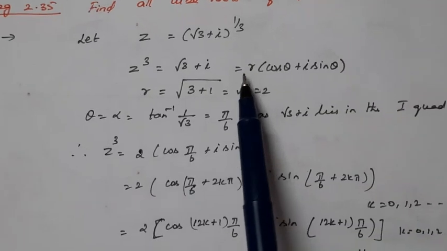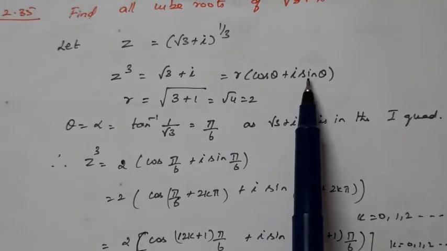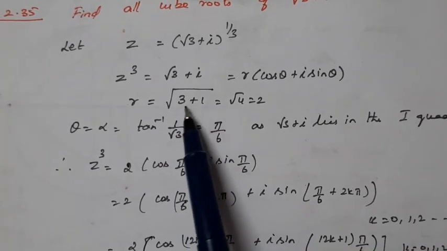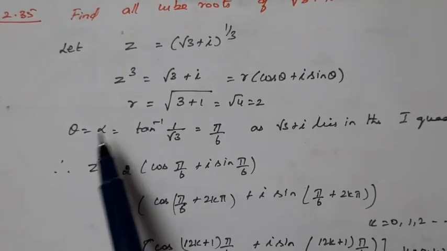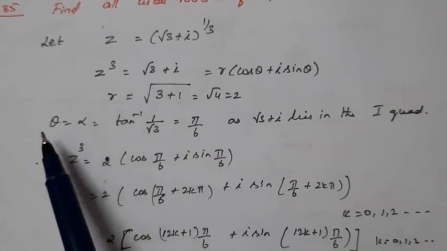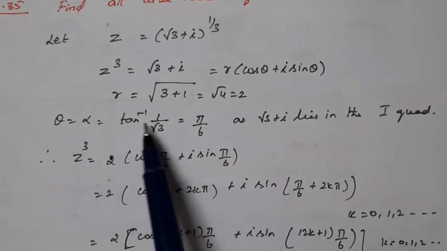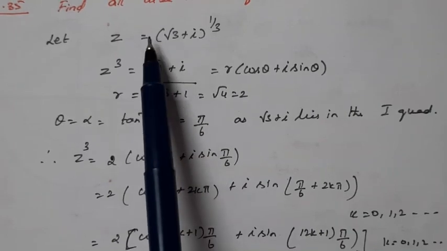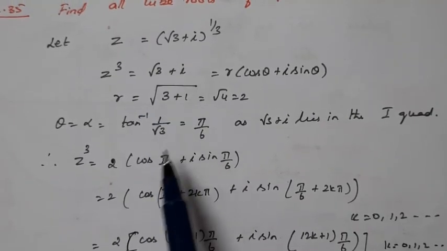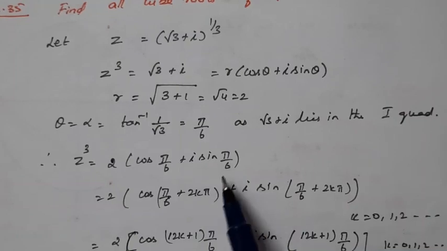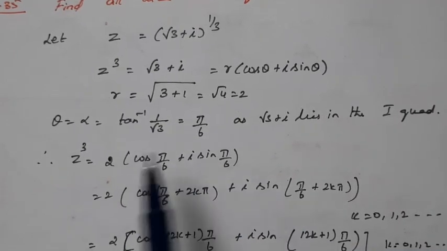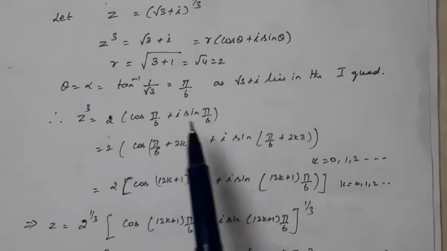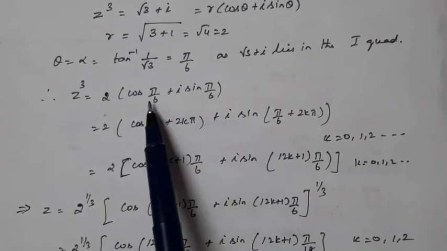Here I have taken it in the form r into cos theta plus i sin theta, where r is equal to square root of x square plus y square, that is 3 plus 1, root 4, which is equal to 2, and this one lies in the first quadrant. Theta and alpha are equal, that is tan inverse of y by x, 1 by root 3, which is pi by 6. Or directly you can divide by 2 and multiply by 2, and replace it as cos pi by 6 plus i sin pi by 6 using the shortcut method. So what is z cube? z cube is equal to 2 into cos pi by 6 plus i sin pi by 6. So this is the principal argument.